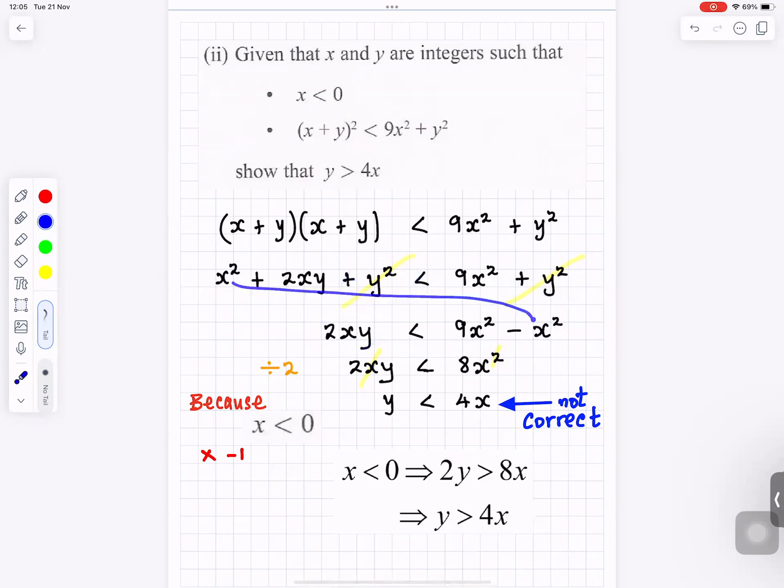We take x squared to the right. It becomes 9x squared minus x squared, which gives you 8x squared. We divide by 2 and by x. So we have y is less than 4x. But this is not correct because x is less than 0. It says that x is less than 0. So if you were to multiply by minus 1, you would have 2y bigger than 8x. So y is bigger than 4x.